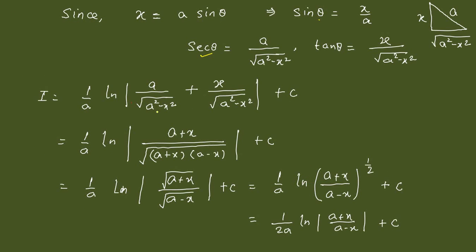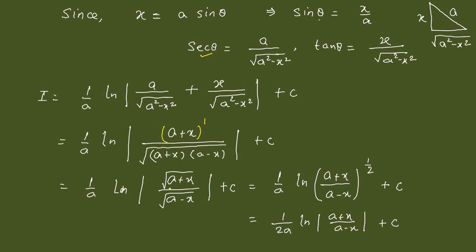So this will be a over root over a square minus x square, and this is x over root over a square minus x square. The base is the same, so we can simply add the numerators, and of course this a square minus x square can be factored in the form of a plus x, a minus x, and you can see this is a plus x to the power 1, and in the denominator we will have a plus x to the power half, so we will have a plus x to the power half in the numerator too.